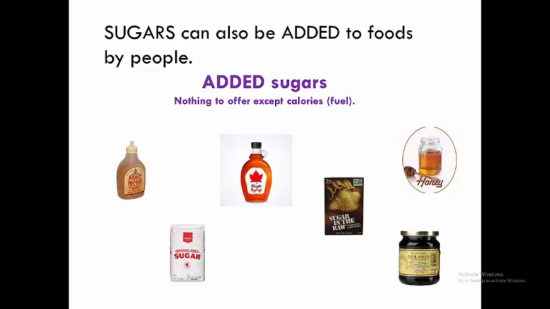Now, if you need that fuel because you personally have a greater need for fuel than the next person, and this is how you choose to get it, then that's an option. But remember, these aren't part of a larger package. When you take in added sugars, you are taking in pure carbohydrate, just fuel. It doesn't matter if it's honey. It doesn't matter if it's maple syrup. The debate is not where the added sugar originated. The issue is what does it bring to the table?